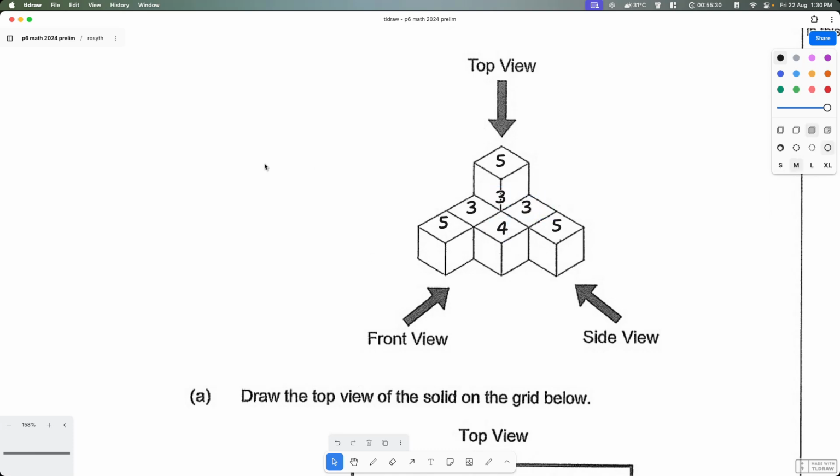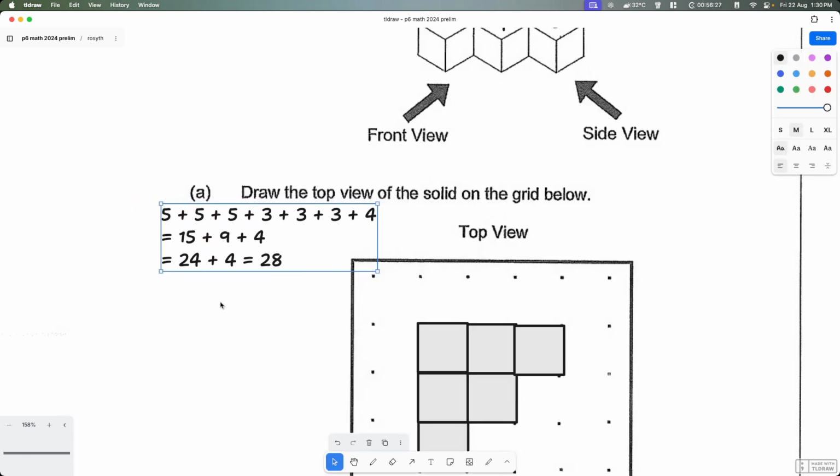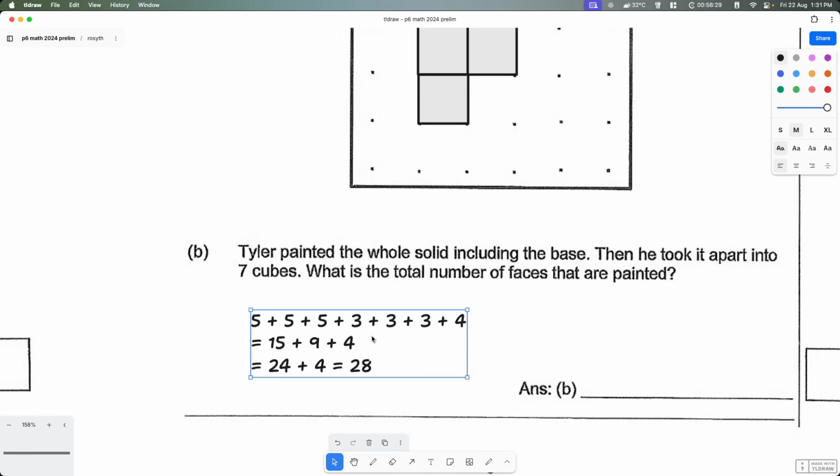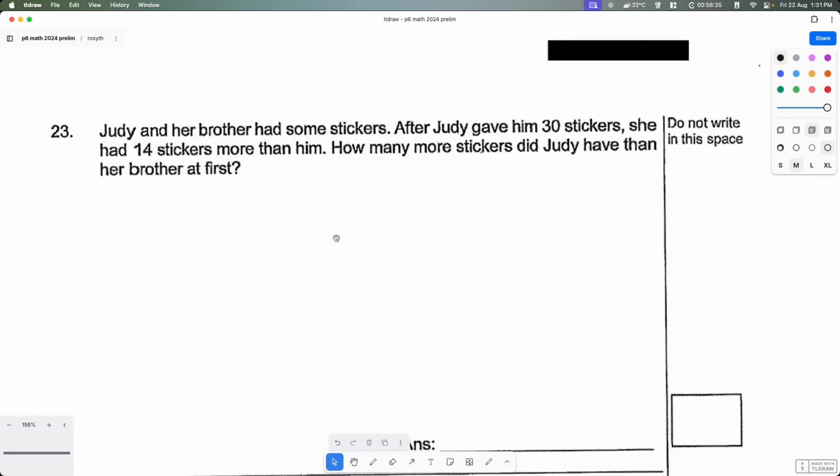So we can combine this. Basically we add them: 5 plus 5 plus 5, and then 3, 3, 3, 3, 3, 3, and then 4. So 15 plus 9 plus 4 is 24 plus 4 is 28. So the answer is 28 for part B. All right, let's move to the next question. Question 23.